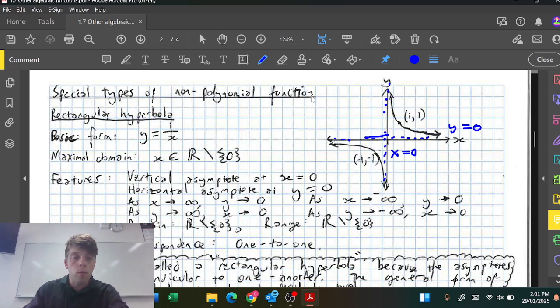The range, if we were interested in the range, I've written the maximal domain here, but in the same way, the range is all of the real numbers, but excluding 0.